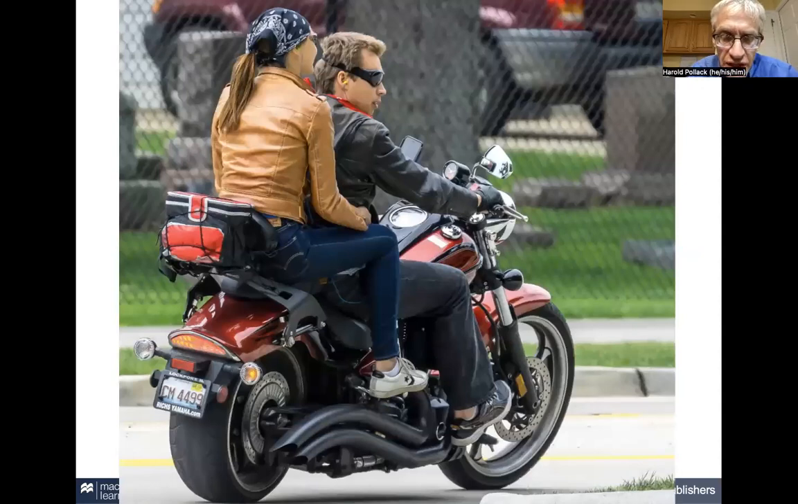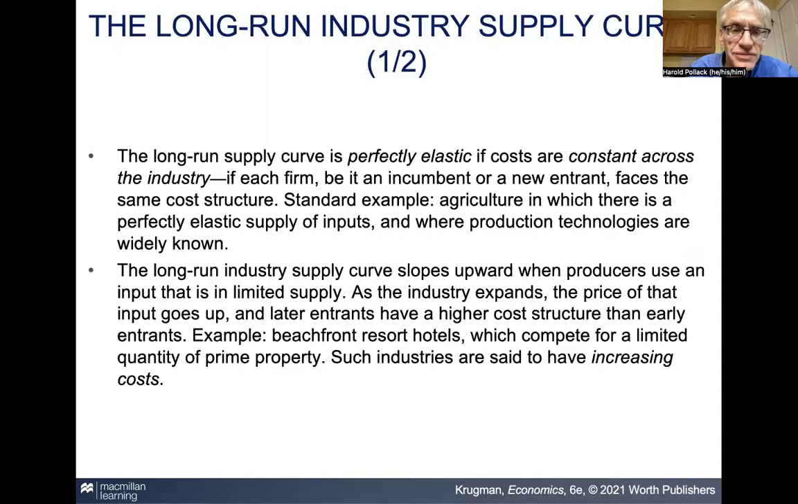Some couple I saw on a motorcycle in central Illinois. I've forgotten who these people were. I don't think I actually knew them. Okay.